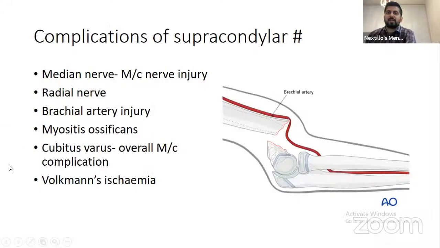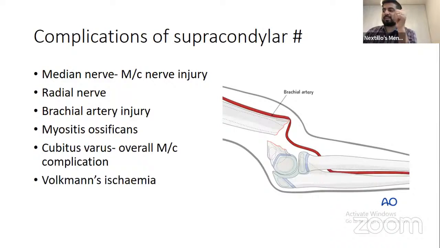So Volkmann's ischemic contracture is one of the important complications of supracondylar fractures. And remember that supracondylar fracture in children is one of the most common fractures which is associated with compartment syndrome. So we have to keep a close eye for compartment syndrome in these fractures. Also, if the intracompartmental pressure is more than 30 millimeter of mercury, then that is a diagnostic sign of compartment syndrome.